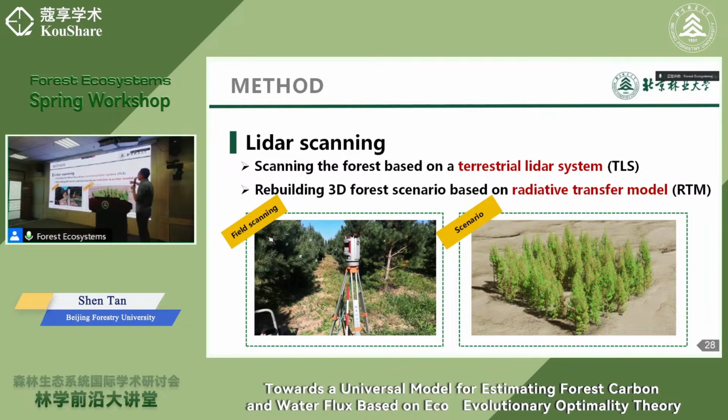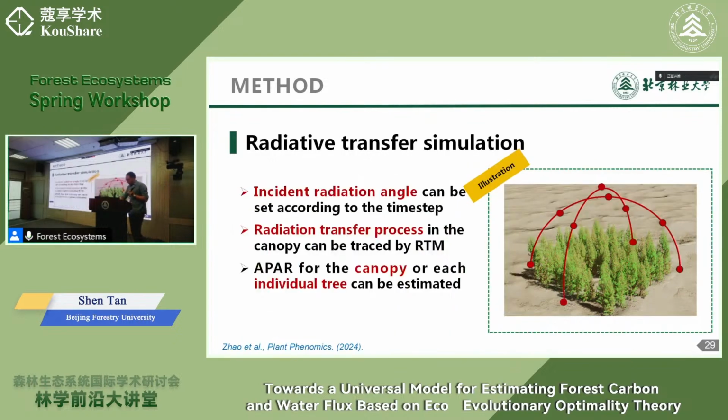ecosystem. And then we can rebuild the three-dimensional forest scenario based on a state-of-the-art radiative transfer model. Here is the result of the scenario building. And then we can simulate the radiation absorbed by the canopy, and this radiation then participates in the photosynthesis process. The incidence radiation angle can be set according to the time step, because the solar zenith, the solar position and the incidence radiation angle differ according to the local time, and we can set it in the software.